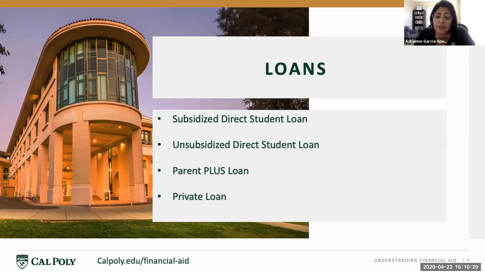In addition, a first-year student is eligible for $3,500 in the subsidized loan if they have sufficient financial need for it, and $2,000 in the unsubsidized loan, for a total of $5,500 in the direct student loans. So the $5,500 figure is the maximum amount of federal loans for a first-year student.